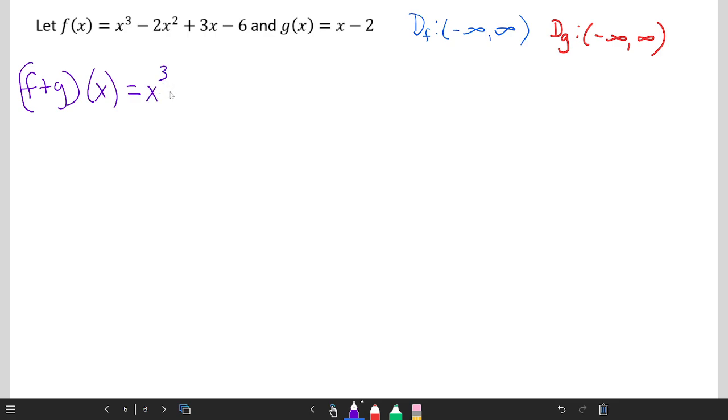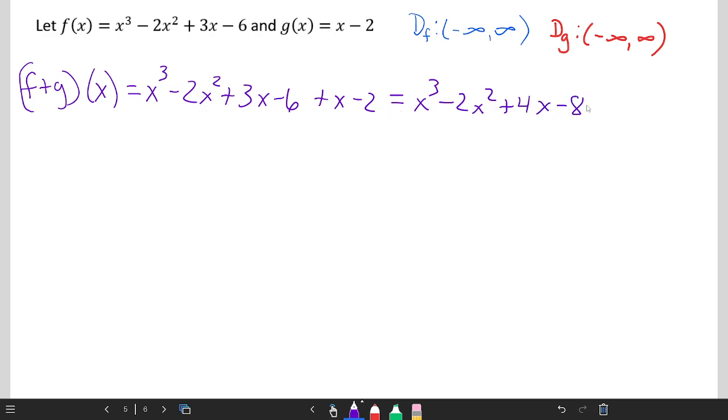When we write down the equation of f plus g, we're just writing down f and then adding g. So then you can combine some like terms there. We have a plus 3x and a plus x, and we have a minus 6 and a minus 2.